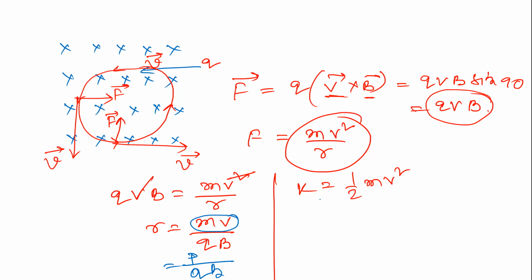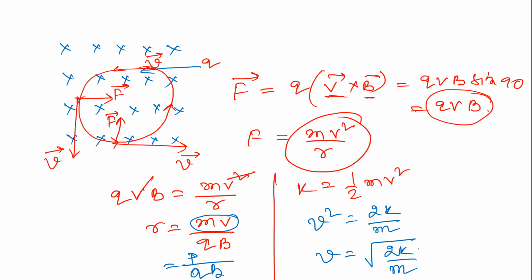In this case, the kinetic energy of that particle can be represented as half mv square. So what can I write with respect to that? v square equals 2 into K divided by m, right? So v will be equal to root over of 2K by m. So I can write the velocity in terms of the kinetic energy like that: v equals root over of 2K by m.